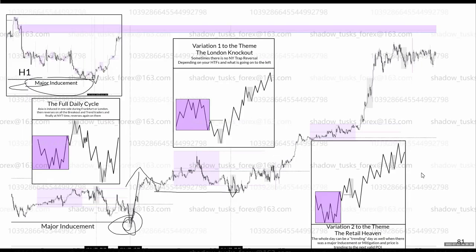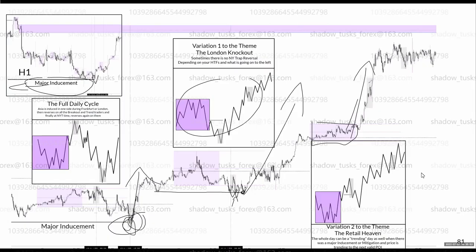Giving also a medium inducement, just a speckle, but it's fair enough for a medium one. Comes even lower one more time to give the extreme mitigation here. And then out of it, London knockout. Next day, obviously, trading away from the major inducement, becomes a retail heaven. Again, induces high. We don't look for reversal trades. We look for continuation trades.